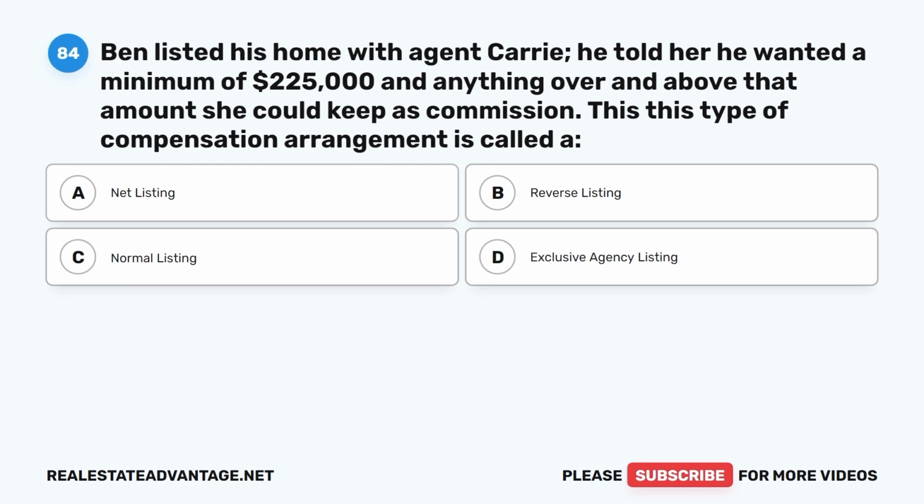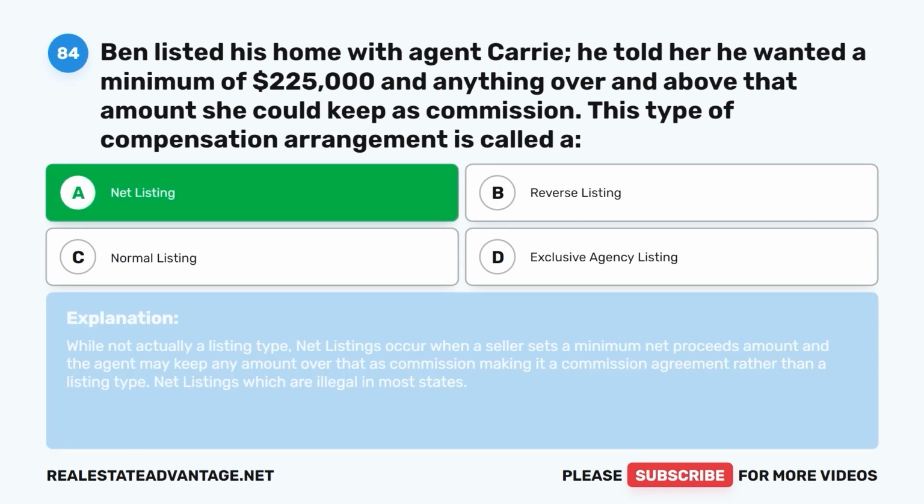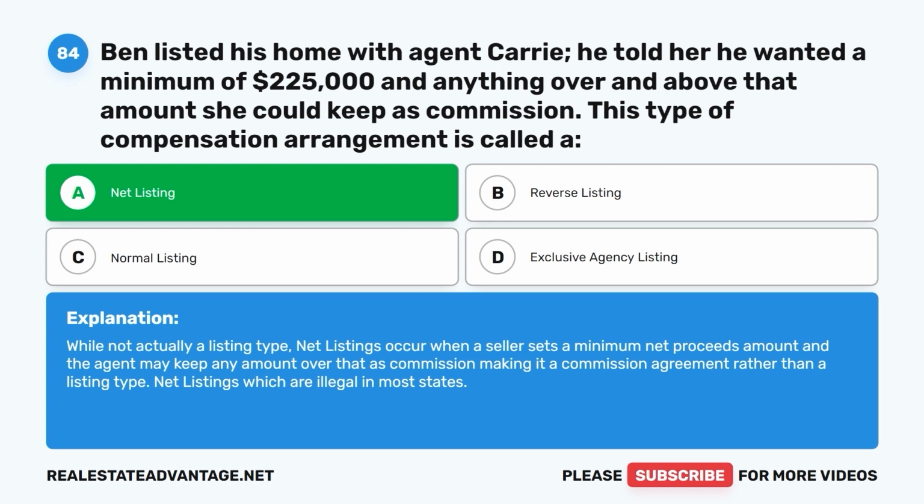Question 84. Ben listed his home with Agent Carey. He told her he wanted a minimum of $225,000, and anything over and above that amount she could keep as commission. This type of compensation arrangement is called A. Net listing. B. Reverse listing. C. Normal listing. D. Exclusive agency listing. The correct answer is A. Net listing. While not actually a listing type, net listings occur when a seller sets a minimum net proceeds amount and the agent may keep any amount over that as commission, making it a commission agreement rather than a listing type. Net listings are illegal in most states.